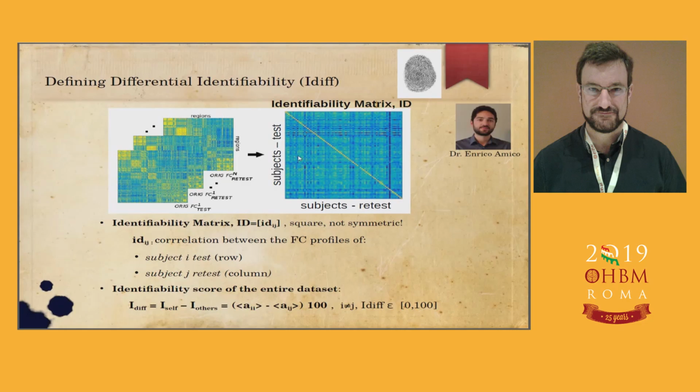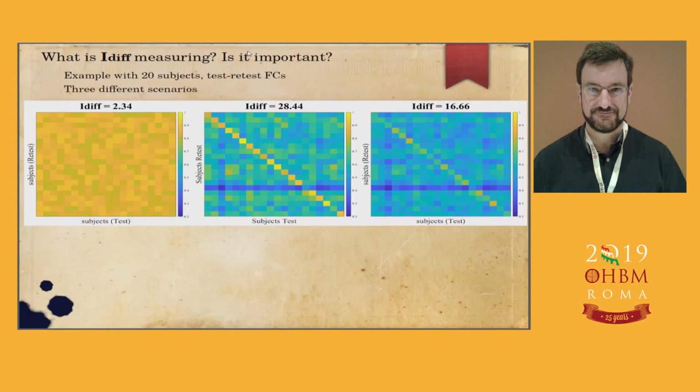So we propose this concept of differential identifiability score that is as simple as we're going to take the mean of the main diagonal, which we call I self, on average in your data, to what extent test retests of the same subjects look alike, minus, discounting, how similar are your different subjects in your data set. Just for convenience, we multiply by 100. To give you an idea, if you have 25 points of differential identifiability in your data set, it means that your functional connectomes of the same subject test retest correlate 0.25 more than between different subjects on average.